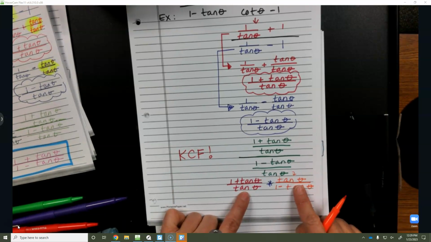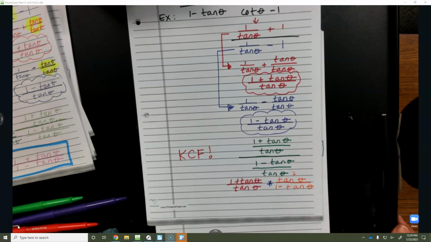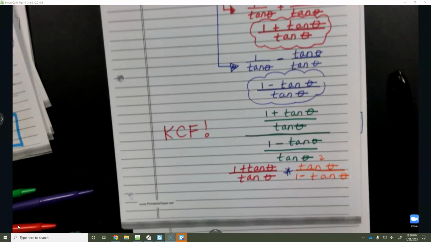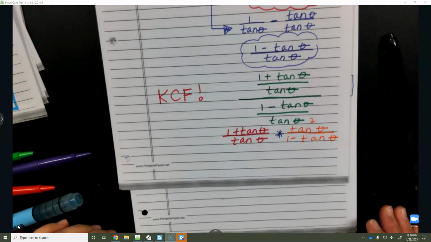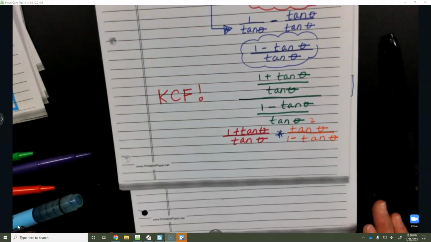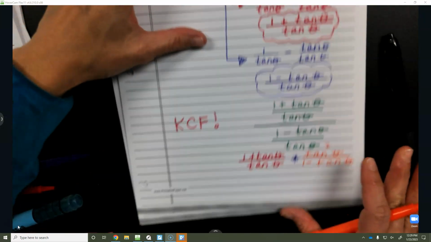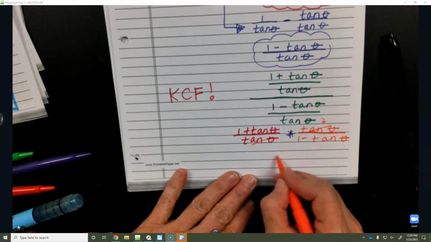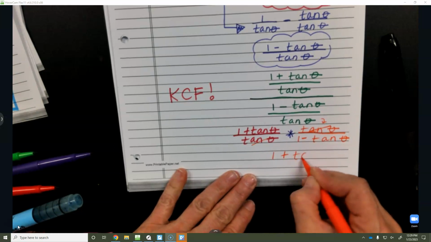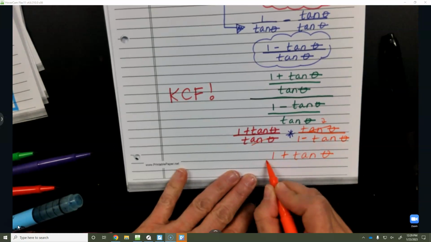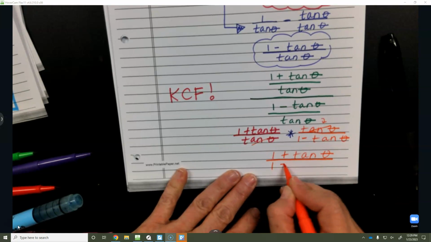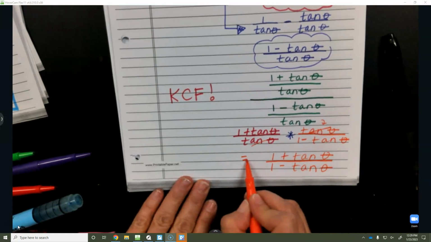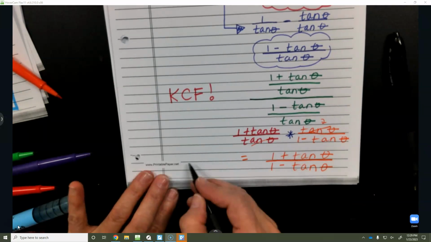Guys, those are going to cancel out. Then the right and the left side are going to match. Right here? Yeah, you can. I'm just showing all the steps. So these are going to cancel, and we're going to get 1 plus tan theta over 1 minus tan theta, which is exactly what the left side equaled. We're good. We just proved it.